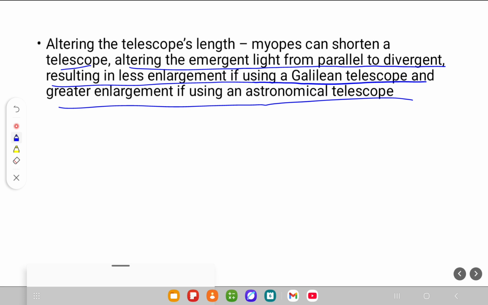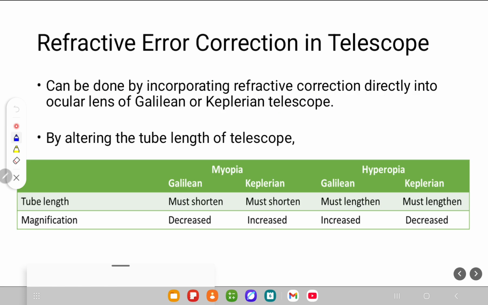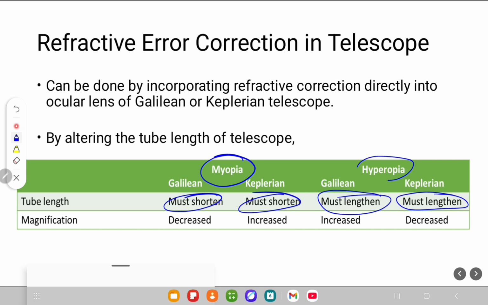How, if you alter the telescope length, in case of myopia, the telescope must be shortened. See, in this picture, to correct the myopia, tube length must shorten, no matter what. As you have seen, when we were trying to make the telescope for near vision, what did we do? We lengthened the telescope, isn't it? So I have told you, lengthening the telescope always corrects hyperopia.